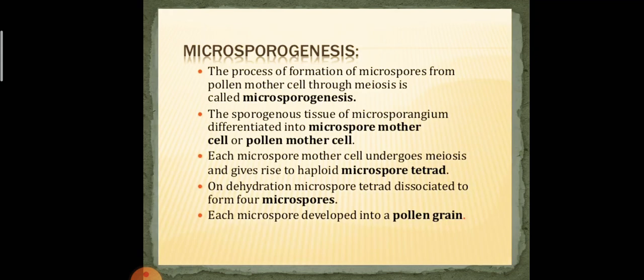After dehiscence, we will discuss how the microsporogenesis process takes place inside a microsporangium. In the microsporangium, microsporogenesis requires a PMC or MMC, the pollen mother cell or microspore mother cell, which undergoes meiosis to give rise to haploid microspores. Those haploid microspores arrange in a particular structure known as a polygonal tetrad, which indicates 4 pollen grains, 4 microspores, and their position.